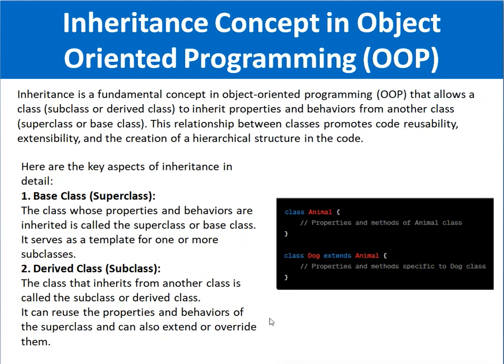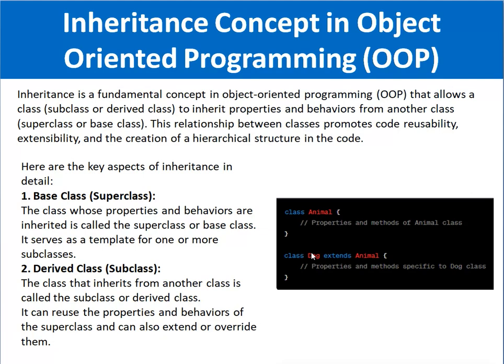Now let's deep dive into the concept of inheritance. First is the base class, which is normally called the superclass. The base class has the properties and behaviors that are inherited. It serves as a template for one or more subclasses. Just to give you an example, class Animal has some properties and methods. Properties mean, for example, color, type, etc. Methods mean the behavior. So this is the base class, Animal.